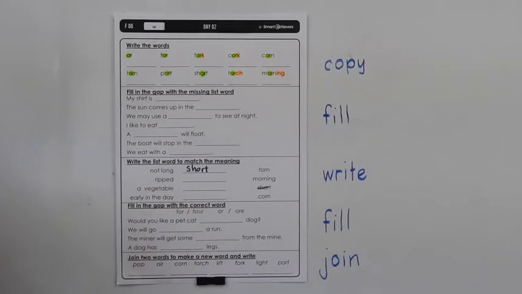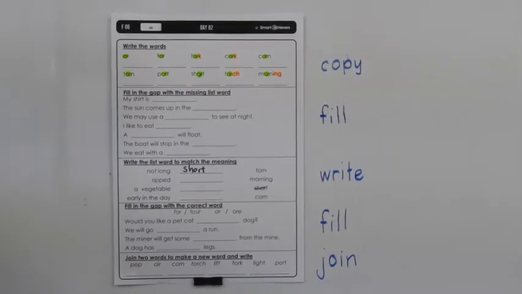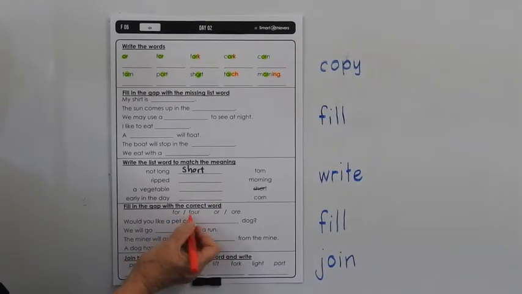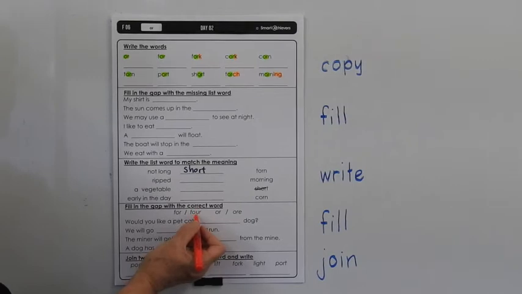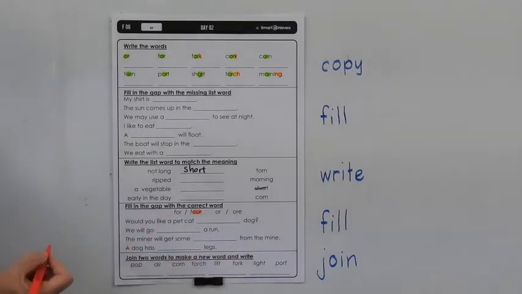Fill in the gap with the correct word. Now this is tricky because we can spell for, F-O-R, meaning we can go for a walk, or we can spell the number, F-O-U-R. So they're spelled differently to make it easy for the reader and the writer to know that they mean different things.